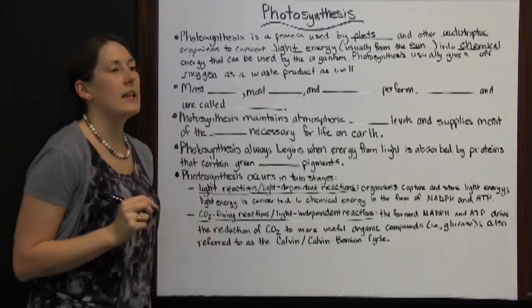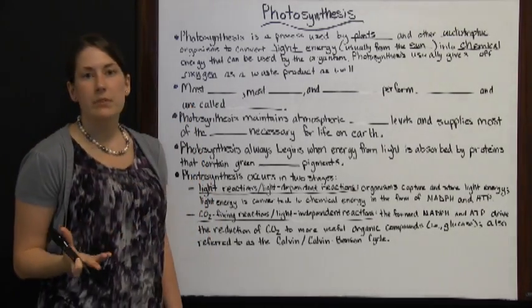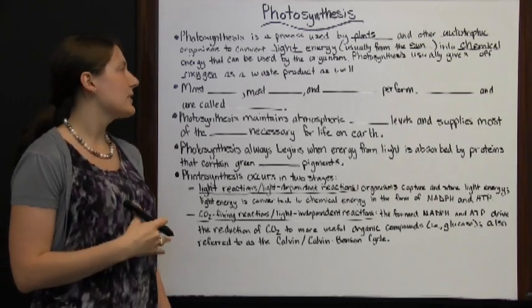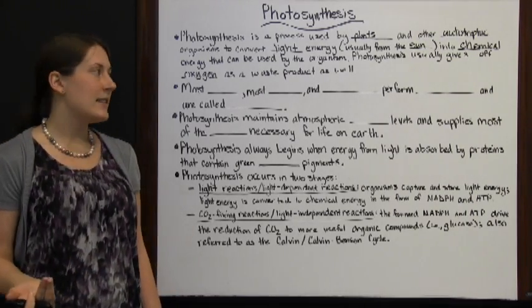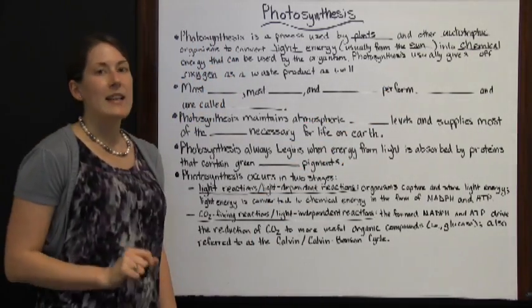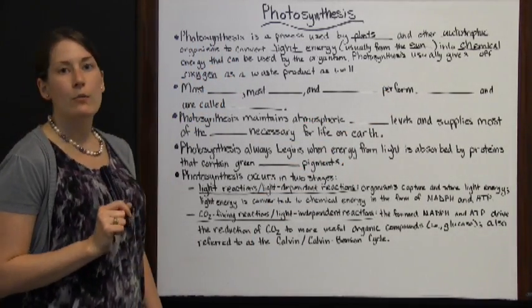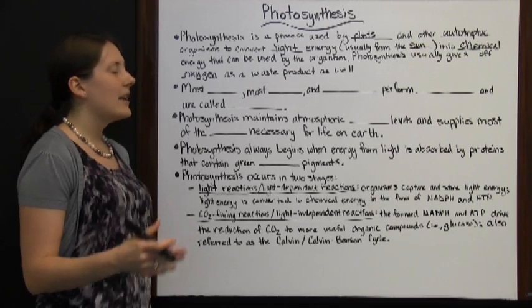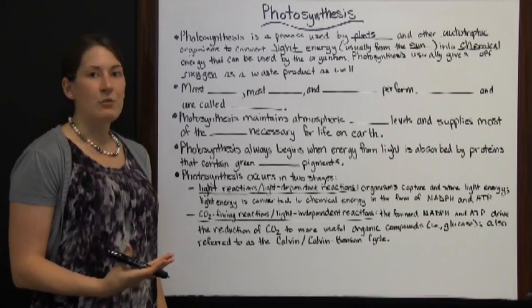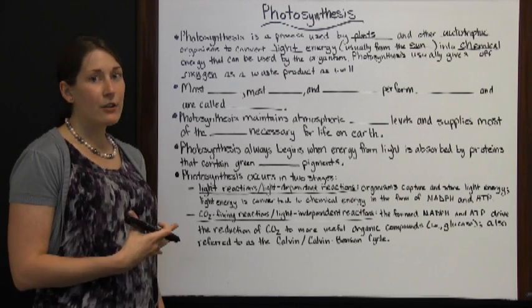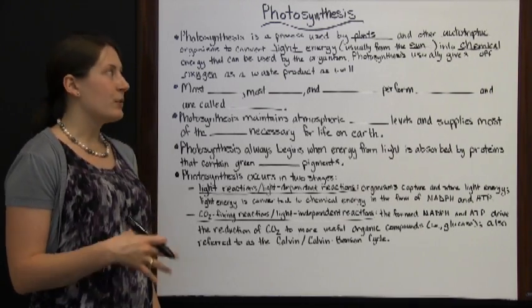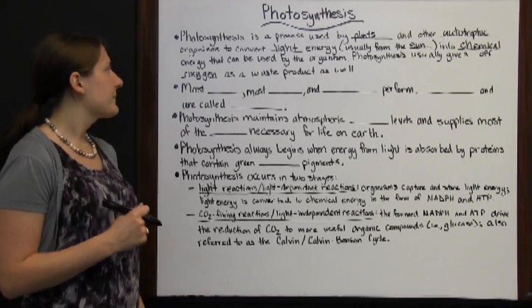Oxygen is not something that the plant or other autotrophic organism will need in most cases, and so it will give off oxygen as a waste product. Now, autotrophic means that these organisms make their own food. They are capable of creating their own food. They can harness the light energy and create their own source of nourishment. Heterotrophs cannot do that and must rely on autotrophs or other heterotrophs for their nourishment.